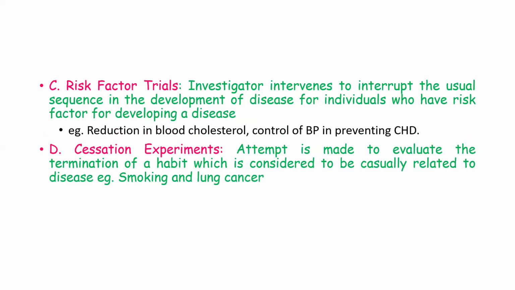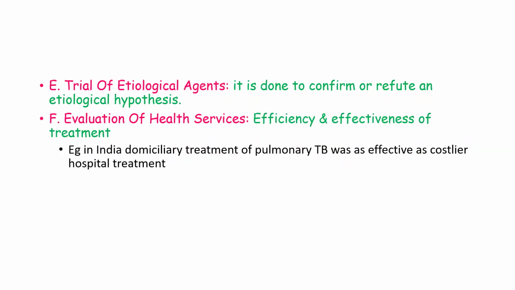And cessation experiment is an attempt to evaluate the termination of some habit, for example, smoking and lung cancer. Likewise, we can do it for other things. So these are the things coming under our RCT. And trial of etiological agent is also done to confirm an etiological hypothesis. And evaluation of health services also, we can do under this RCT.